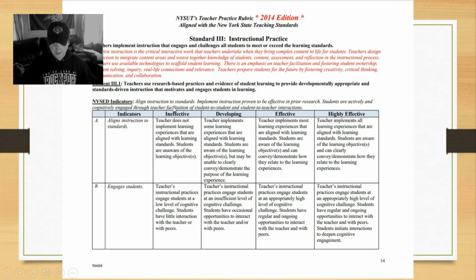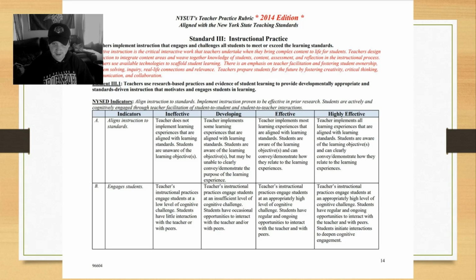So you can see that there's the ineffective, the developing, effective, and highly effective. So pretty much if you're in the effective and highly effective range, you'll be good. And if you're in the ineffective and developing range, that's when you need to work on stuff. So I'm just going to read through these. So the aligns instruction to the standards, that's pretty much making sure what you're teaching aligns with the standards for the state.